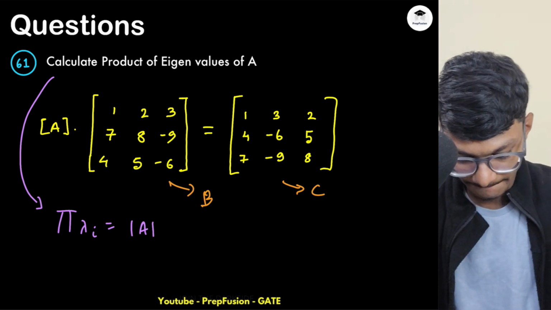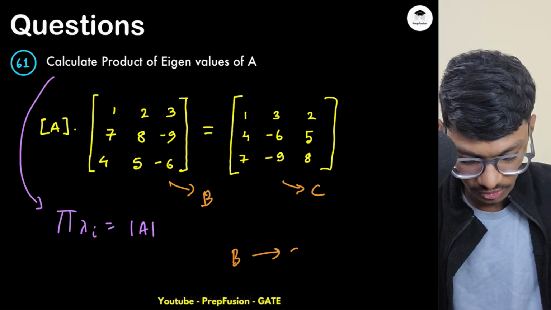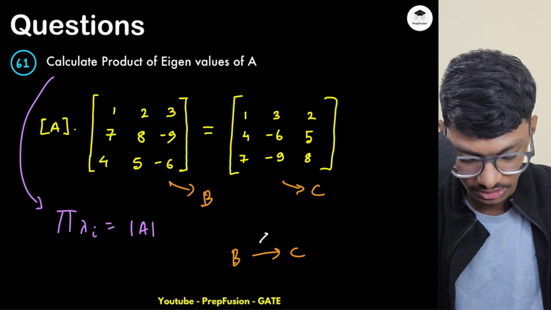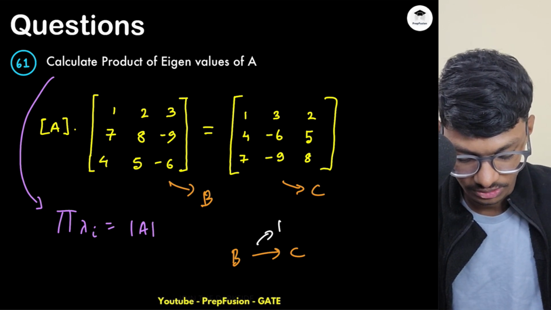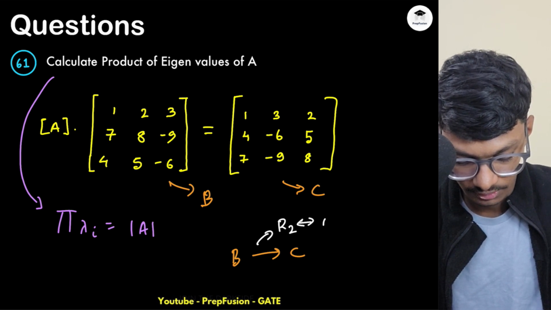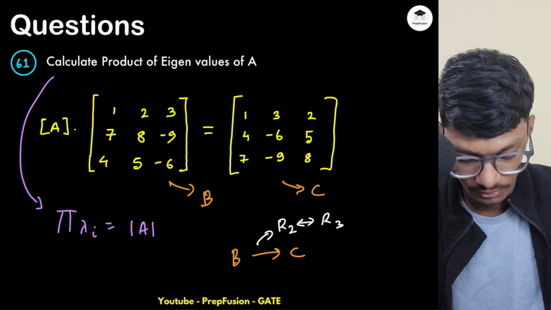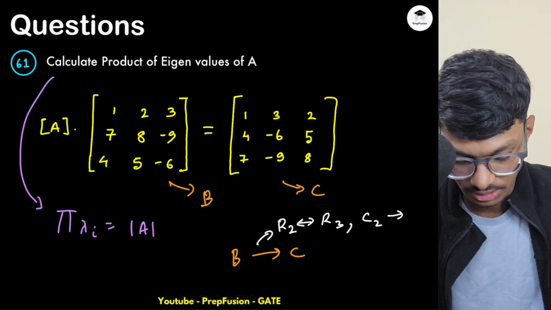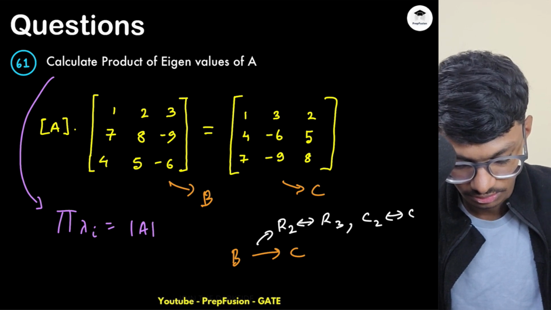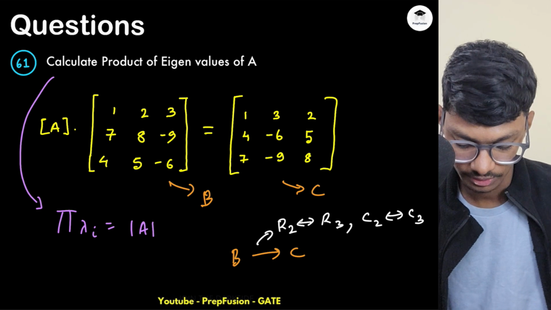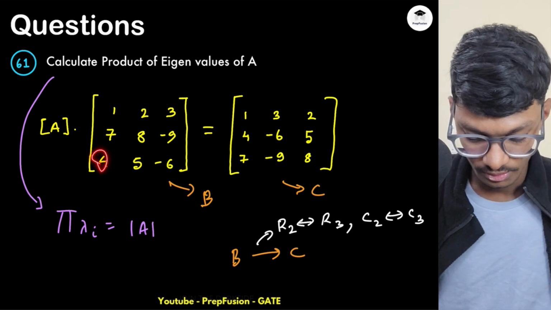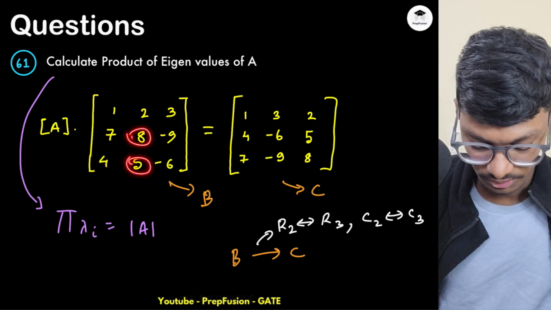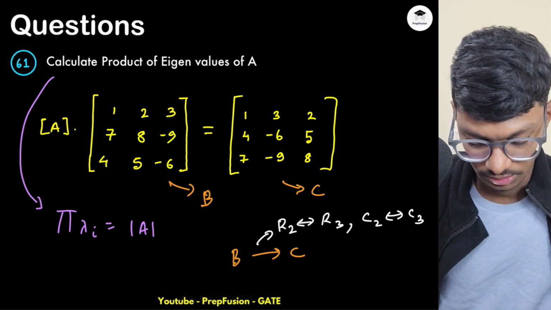So basically, from B to C, what has happened? From B to C, R2 and R3 have been interchanged, and C2 and C3 have been interchanged.